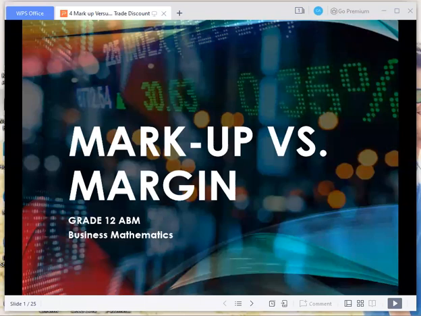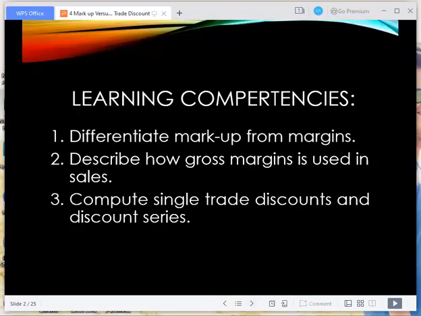Okay, so let's now proceed with differentiating markup and margin. So for today's learning competency, we have three. We differentiate markup from margin. So how do we define markup and how do we define a margin? And then we describe how gross margins is used in sales. And lastly, we compute single trade discounts and discount series. So when we talk about single trade discount, one discount is applicable on a certain product. And when we talk about discount series, there are plenty of discount rates on one product alone.